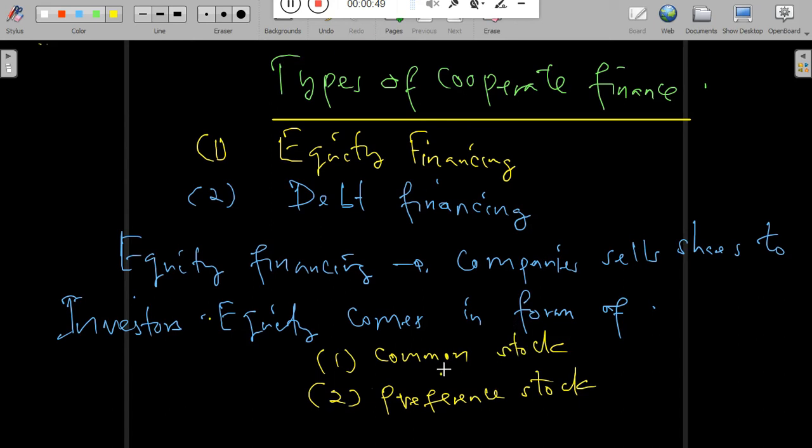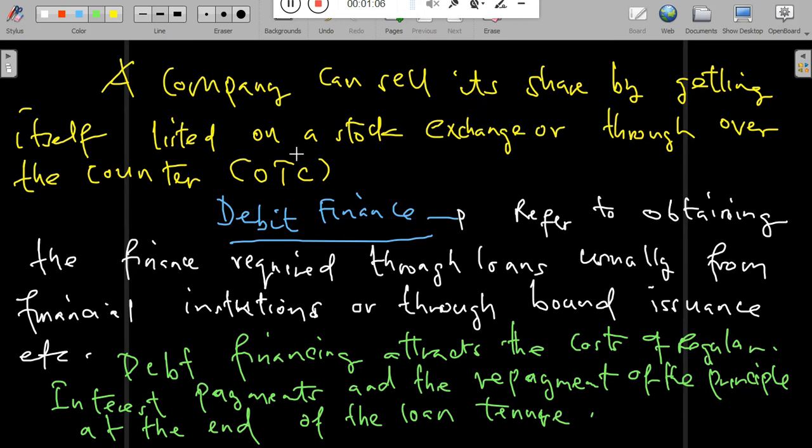Under equity financing, a company can sell shares by getting itself listed on a stock exchange or through what is known as over-the-counter, OTC.